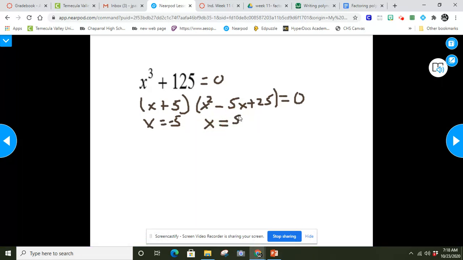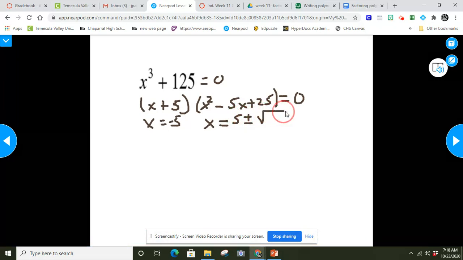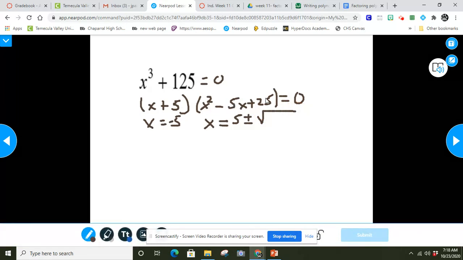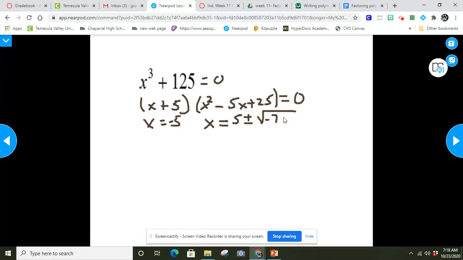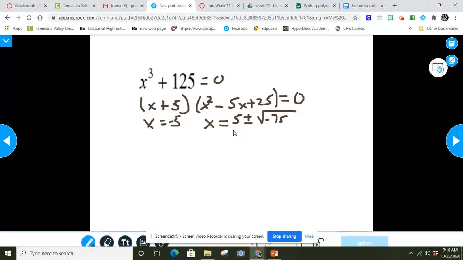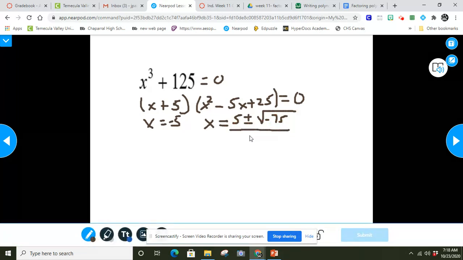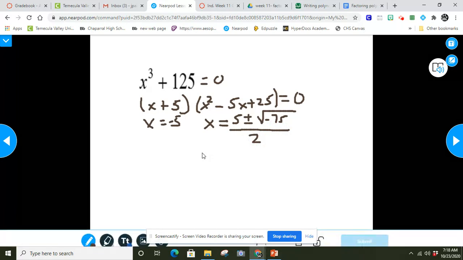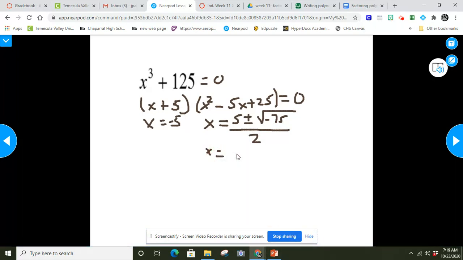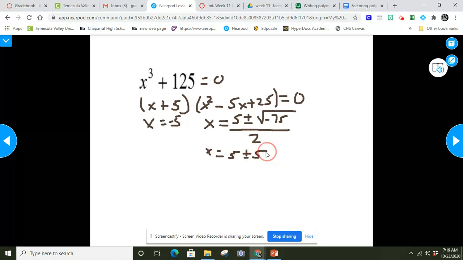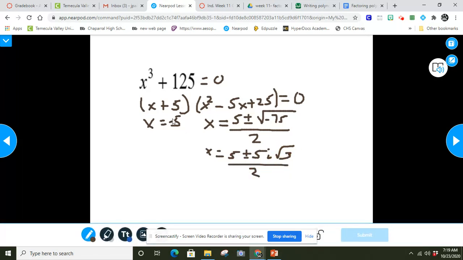That's going to be 5 plus or minus the square root of 25 minus 100, so negative 75, all over 2. So x equals 5 plus or minus 5i rad 3 all over 2. So again, 3 answers: 1 real, 2 complex.